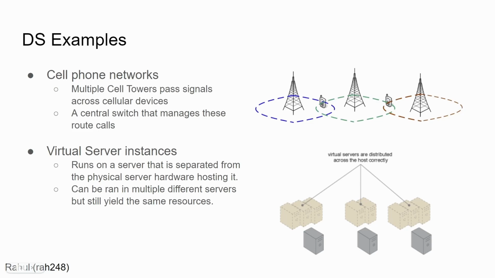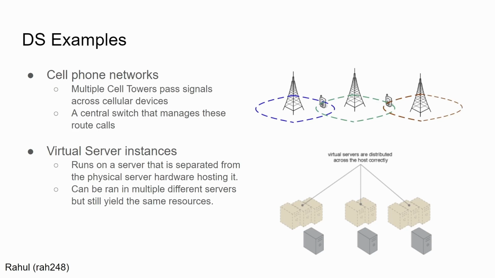What are some examples of distributed systems, you might ask? Well, here's a couple common examples. Cell phone networks. There's multiple cell towers always working together to pass signals along to multiple cellular devices to ensure that you can always communicate with friends and family as necessary. Virtual server instances, where there's multiple instances of software running at the same time in the same machine to service multiple different types of clients all together.